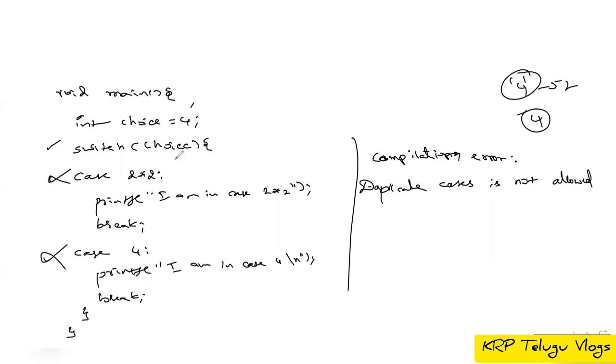Understood? What will switch do? It will take the control to a particular case statement. So here two duplicates are there. Whenever duplicates are there, the compiler doesn't know where it has to go, whether it has to go here or here. So it throws a compilation error. Clear? Okay sir. Duplicate case is not allowed in switch. Note down this.